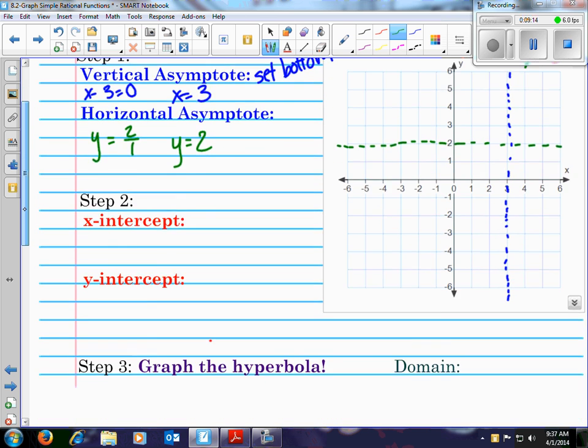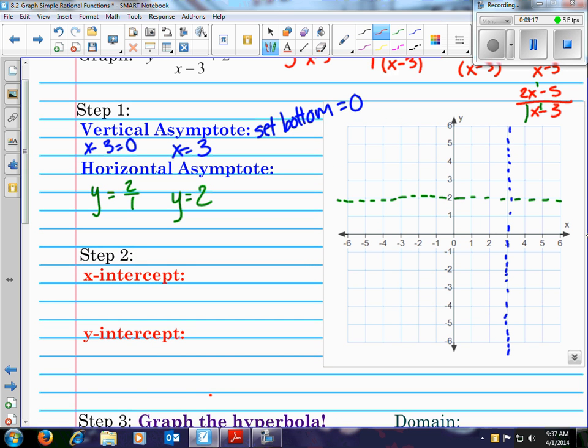Now, for the x-intercept, I am going to set the top equal to 0. The reason this works is because I want y to equal 0, and if I have a fraction with 0 on the top, then no matter what, the whole fraction is 0. So I can just set the top equal to 0. So I have 2x minus 5 equals 0. Add 5 to both sides, so I have 2x equals 5. So x equals 5 over 2, or 2.5. So I have (2.5, 0) as my x-intercept.